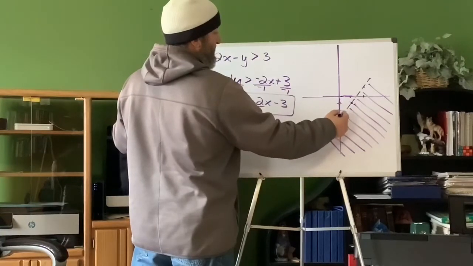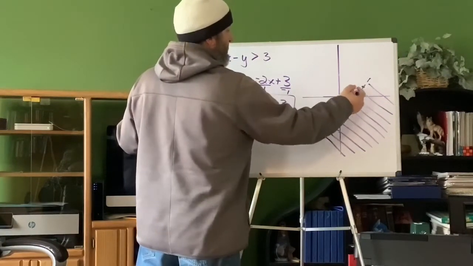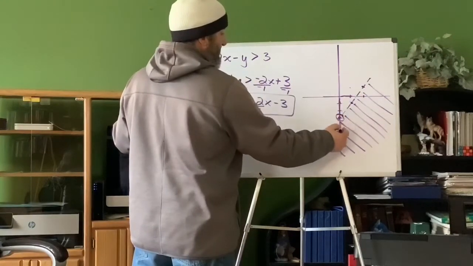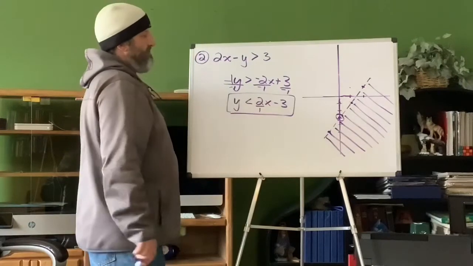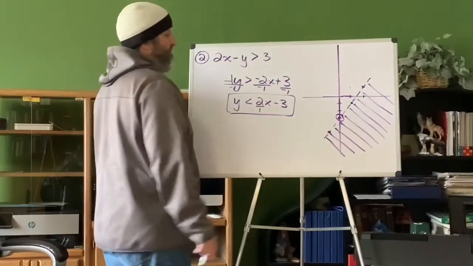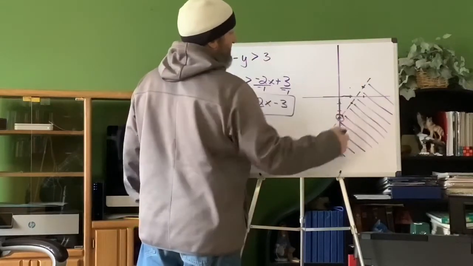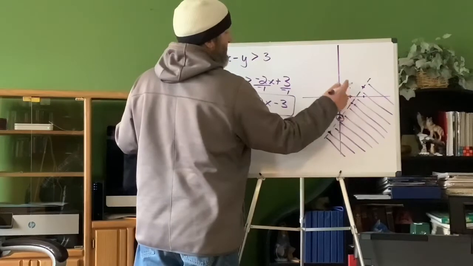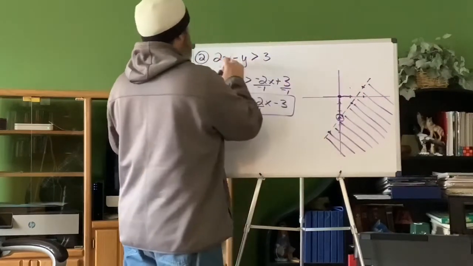Okay, so up 2 over 1, up 2 over 1, okay, or down 2, back 1, right? Dotted line, because it has to be a less than, and so that's not equal to, so dotted line, shading everything less. So what does that tell us about the point 0, 0? Should be false, correct?